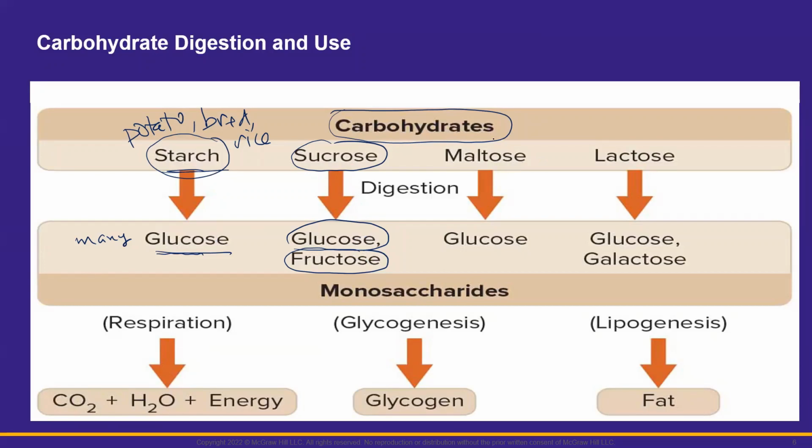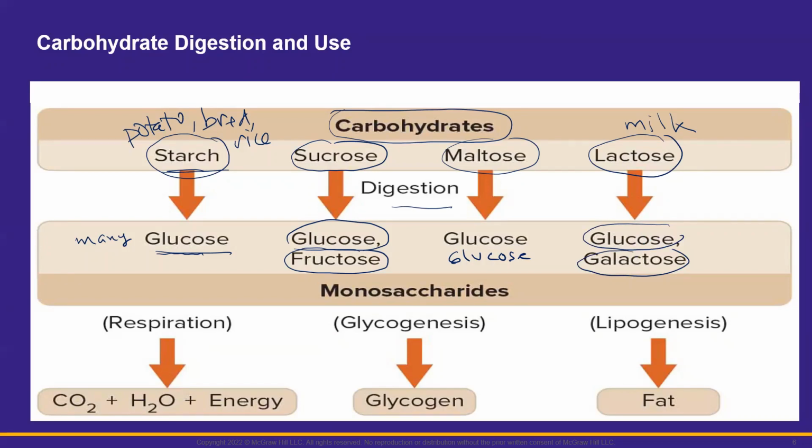Maltose is also a disaccharide, consisting of glucose and glucose. So two glucose are bound together to make maltose. When it is digested, it will produce two glucoses. Lactose, like in milk, there is a lot of lactose in milk. This is also a disaccharide. It consists of two monosaccharides, glucose and galactose. So when it is digested, it will produce glucose and galactose.